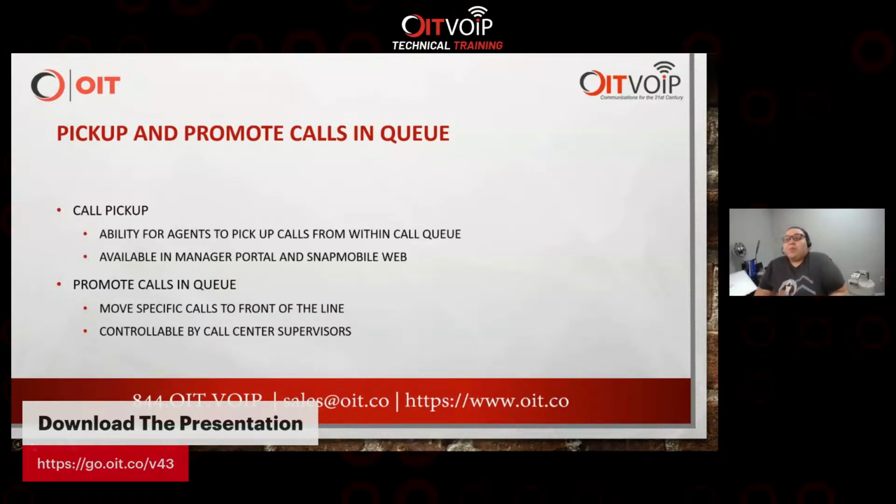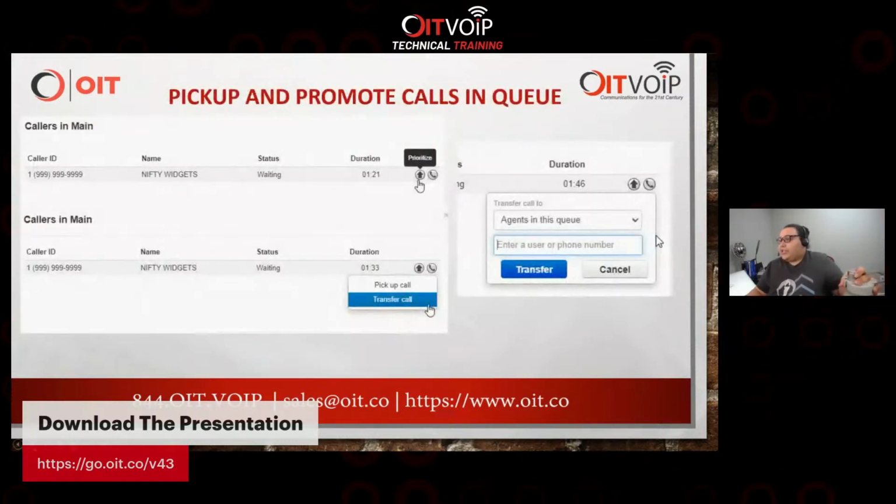There's also the option to promote calls in queue, which is really great for customer service as well. So supervisors can move calls up in priority. So let's say a call is number 10 in line, the supervisor can promote that call up to number 1 so that it is the next call to be taken. Call pickup can be done by agents, and then promotion can only be done by call center supervisors. Here's a screenshot of how it looks.